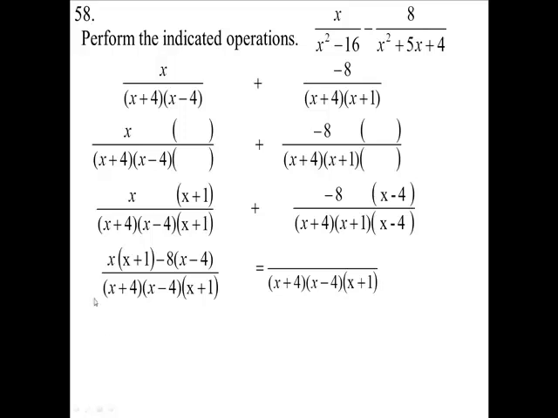Copy down the denominator. I have x times x is what? X squared. I have x times 1. Negative 8 times x. And negative 8 times negative 4. Negative 8 times negative 4 is a plus 32. So if I combine plus 1x and minus 8x, I get minus 7x. So when you add these two fractions, you're going to get x squared minus 7x plus 32 over that common denominator.